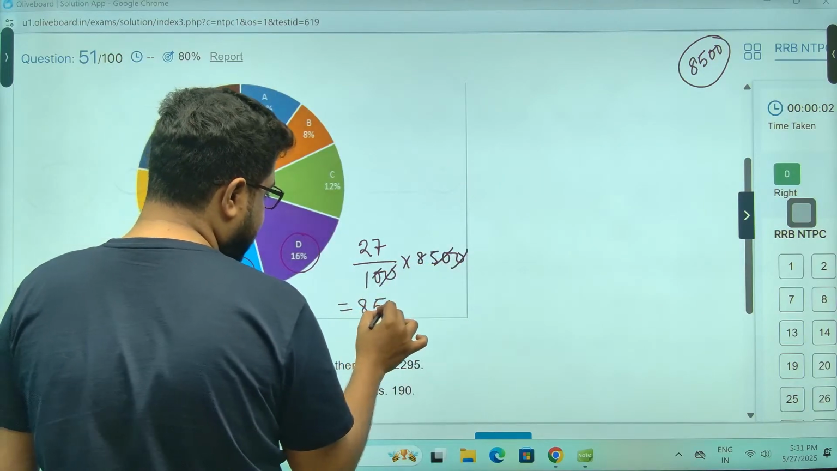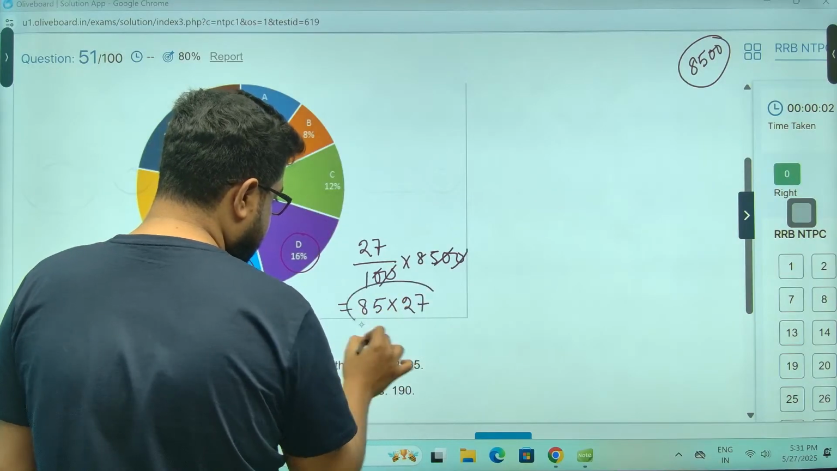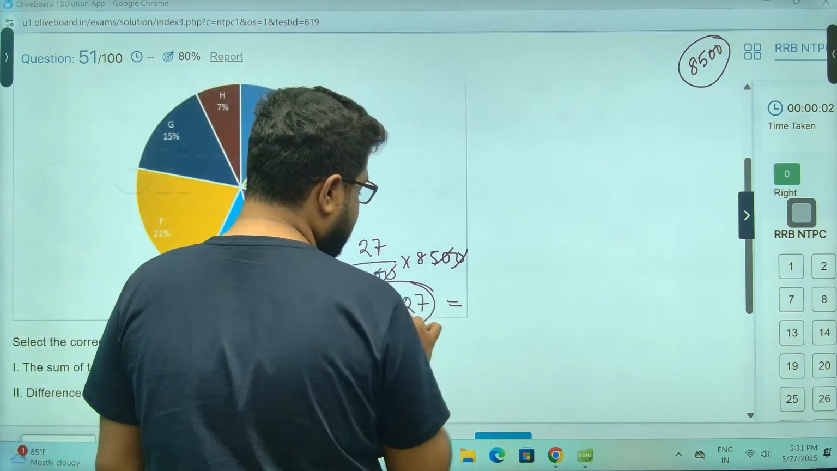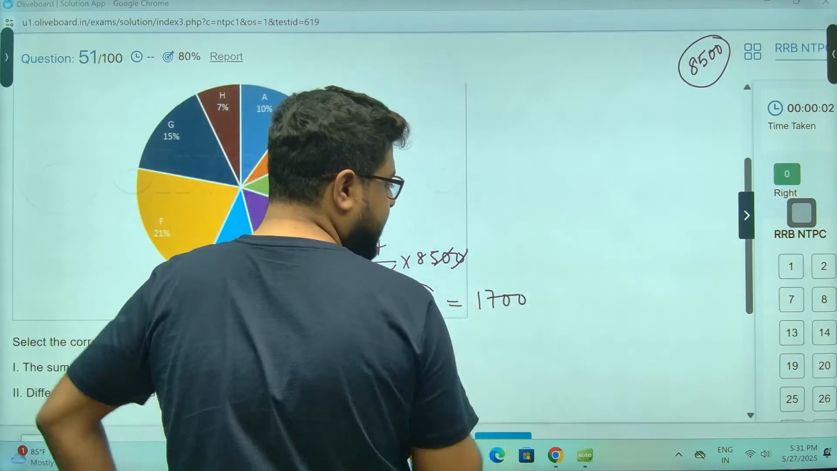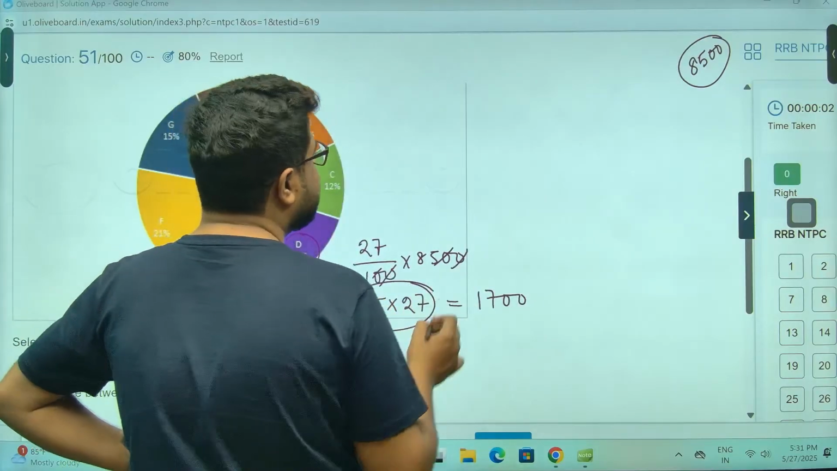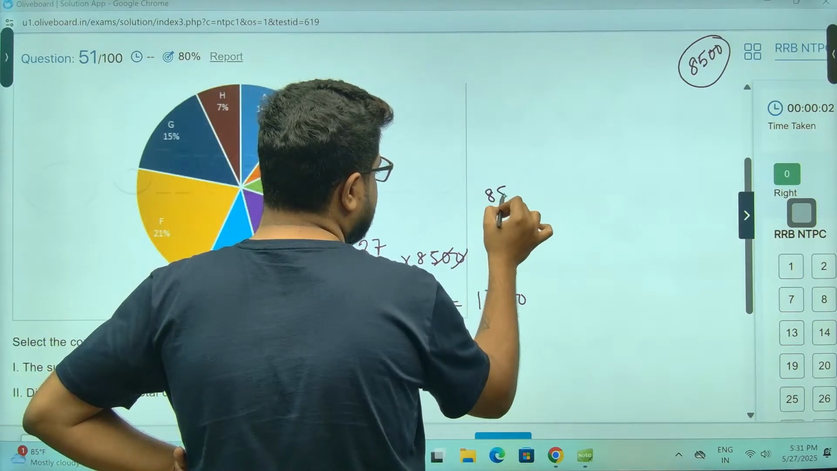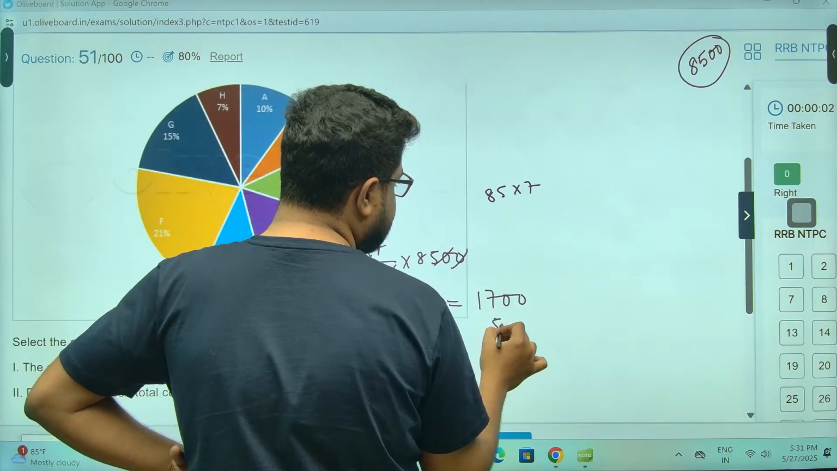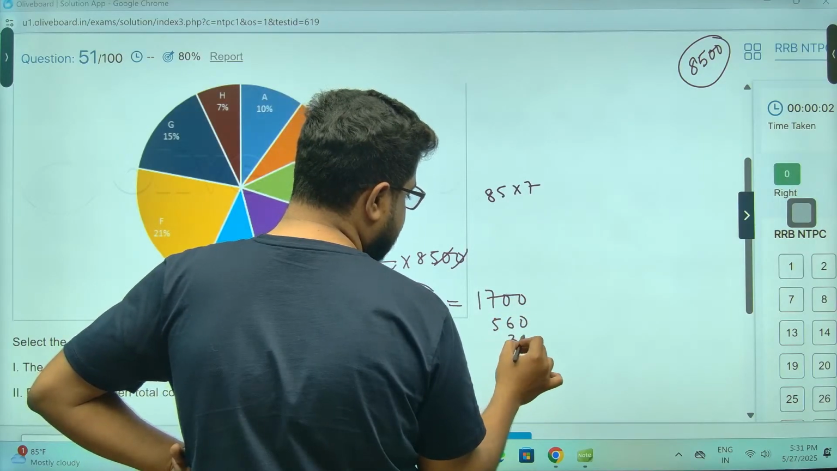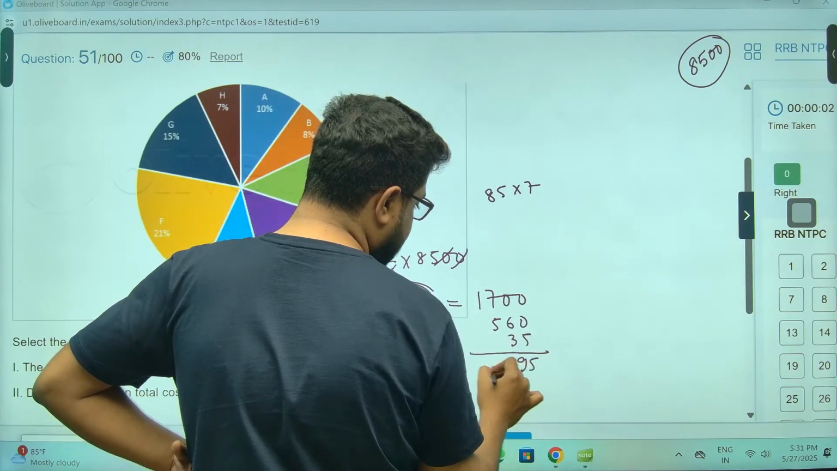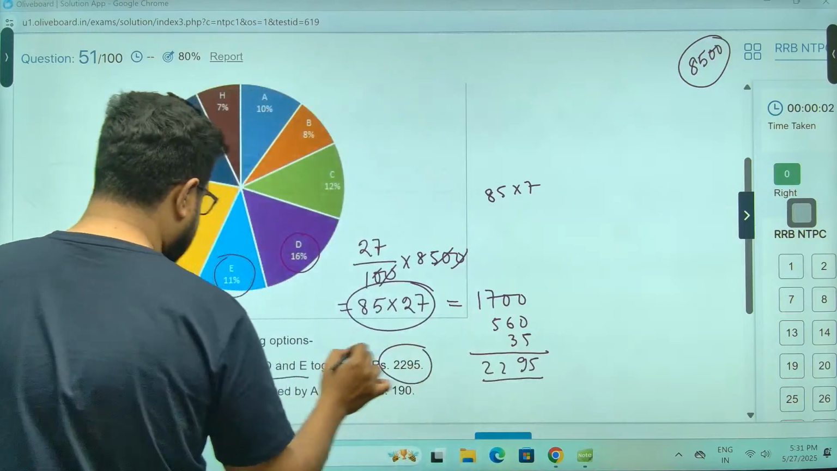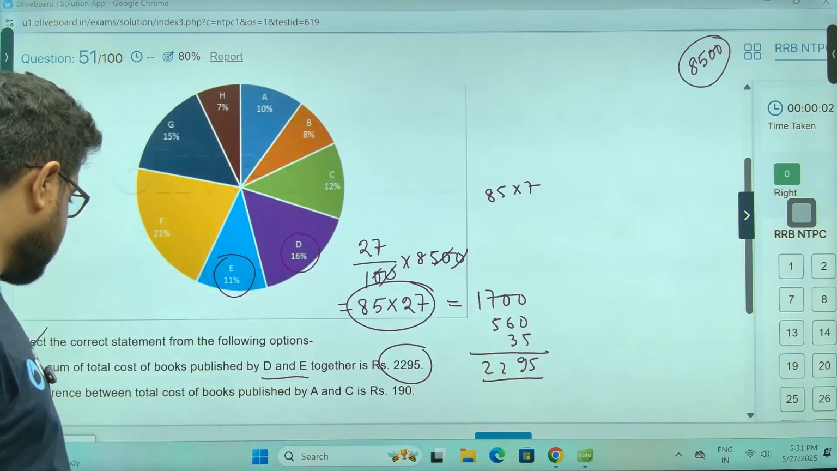Sir, 85 into 27. So let's see. 85 twos are 170, 1700. 85 into 7, 85 times 7. 7 eights are 56, 5 sevens are 35. 95, this is 22. 22, 95. So the first one is absolutely correct.